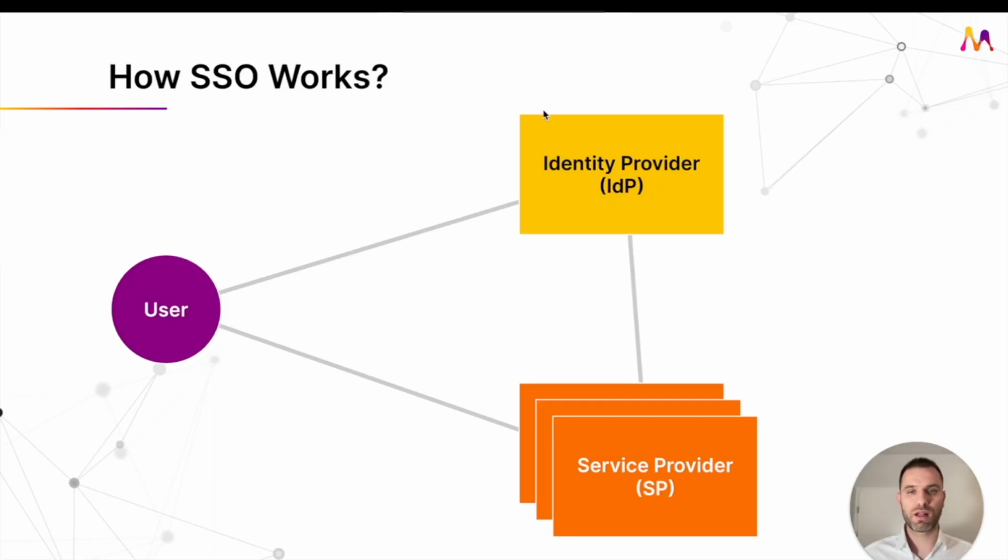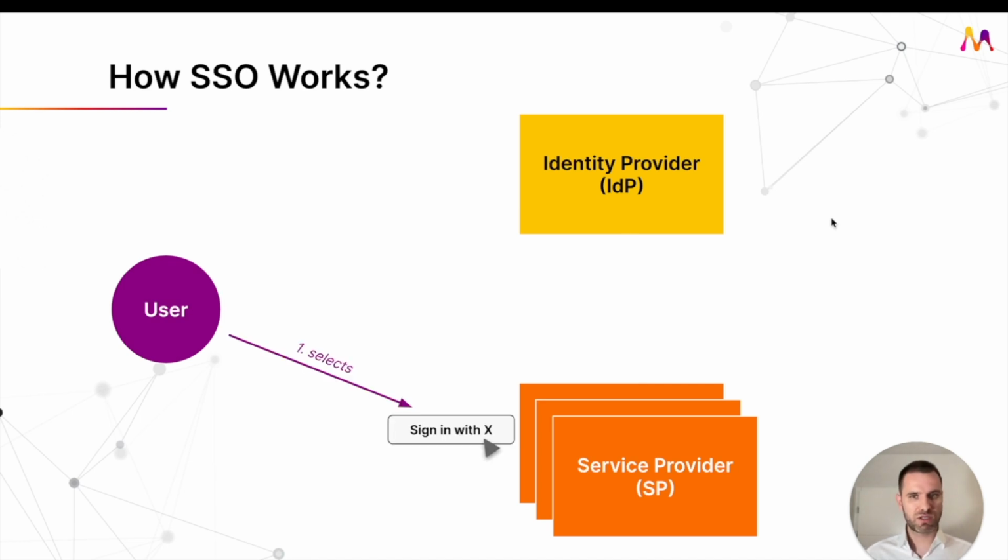Let's take a quick look at how SSO works at a high level. There are three main components: the user, the identity provider, IDP for short, and one or more service providers. So here is the workflow. First, the user wants to sign in using credentials from the identity provider.